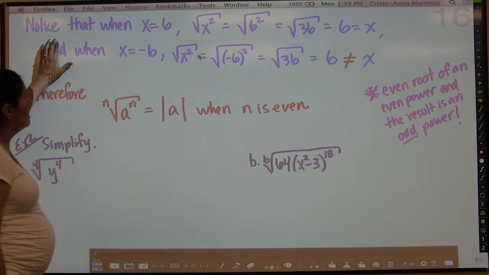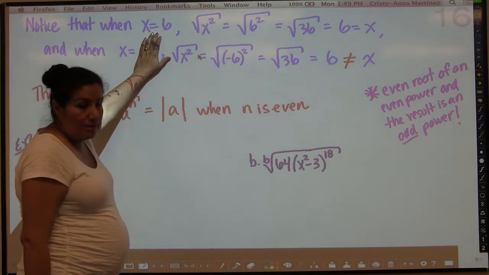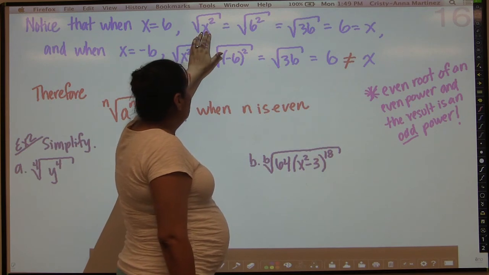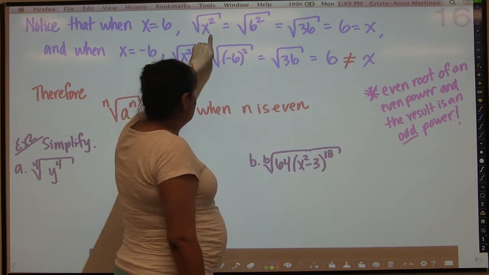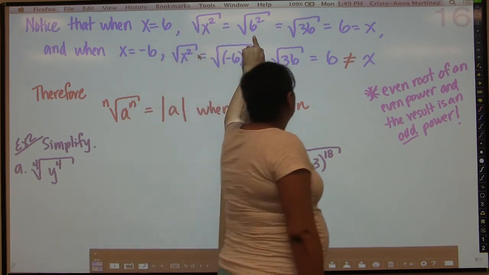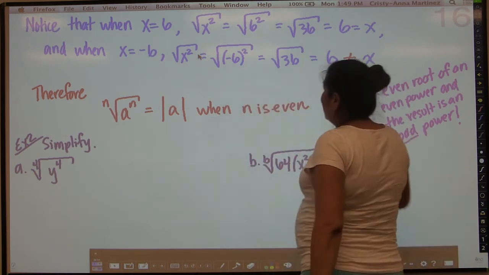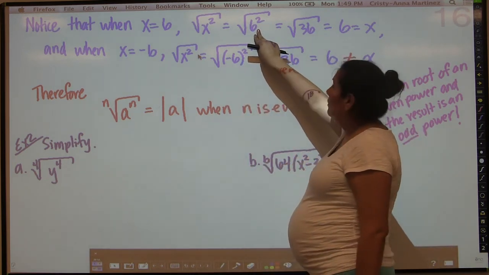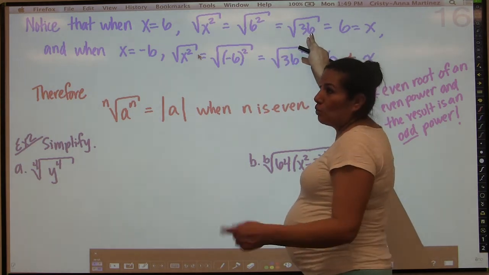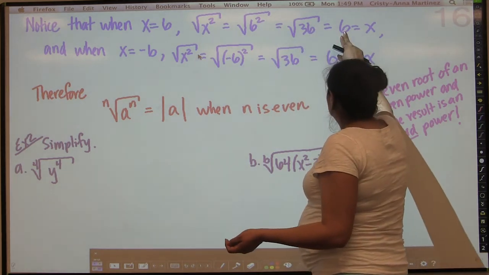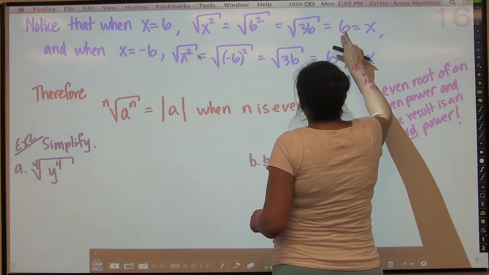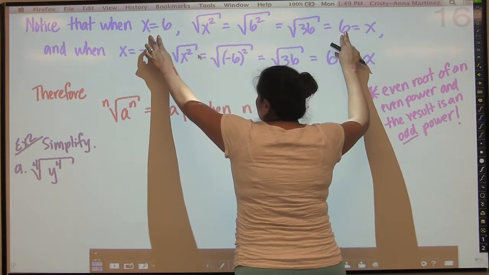It says, notice that when x equals 6, then the square root of x squared, if you replace the x with 6, is going to equal the square root of 6 squared, which we've been canceling, but technically 6 squared is 36, and the square root of 36 is 6, which equals x. So in other words, at the end of the day, you get the same value that you started with.